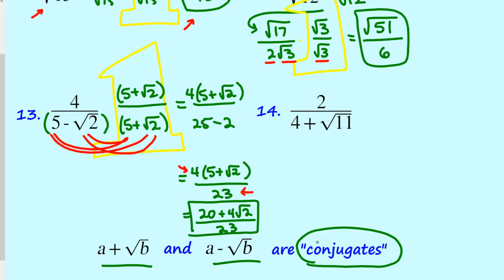So let's try number 14. So what is the conjugate of the denominator? What are we going to multiply the top and bottom by? 4 minus square root 11.